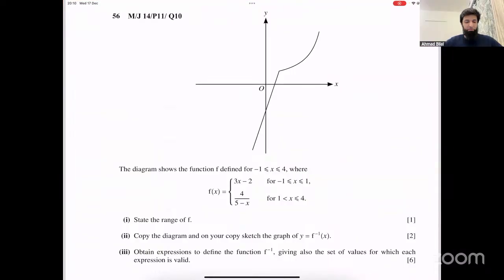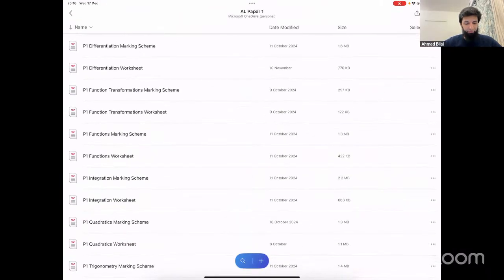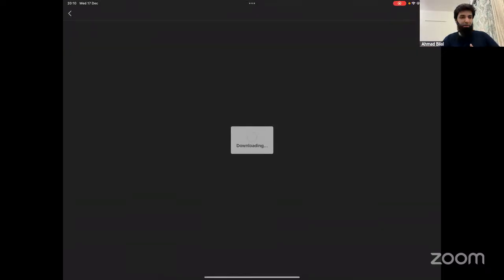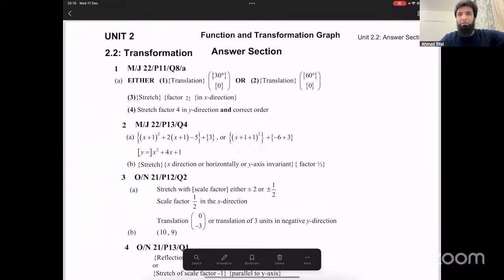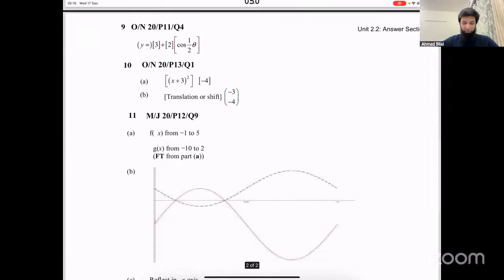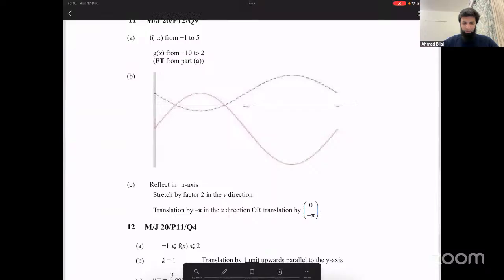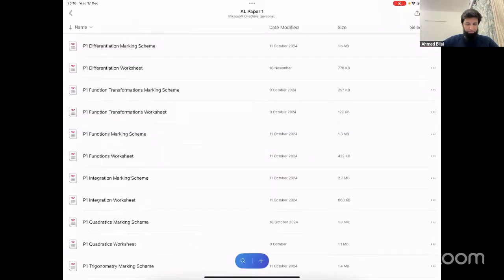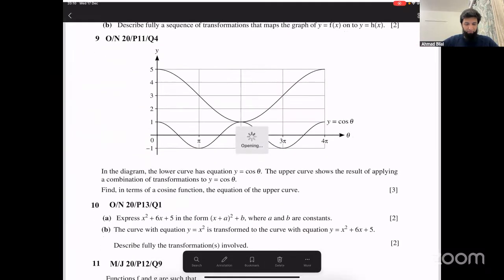Okay, function transformations worksheet now. Let me connect my charger to the other device, just give me a second. In fact, I'll just show you the question and then I'll connect the charger. So which questions do you want to do from this now? 11 and 12. Okay, so 11 and 12. These are two questions that we will look at. Am I looking at the wrong worksheet? Okay, this is the marking scheme. I'm sorry. Function transformations worksheet.